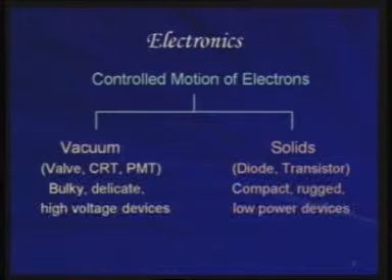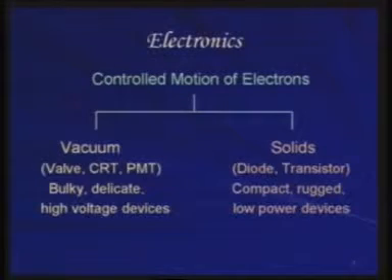Essentially, we have two categories in any electronic device. Either it will be a vacuum system or it will be a solid state device. Now, control of motion of electrons in vacuum: you might have heard that there used to be some valve radios in the earlier era. Also, there are some valve and vacuum tube devices which are still in use, like the cathode ray tube or photomultiplier tube, as we will be discussing shortly.